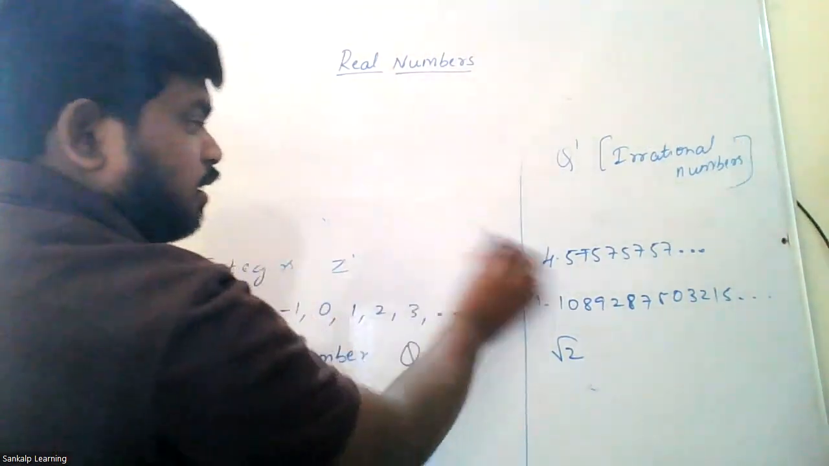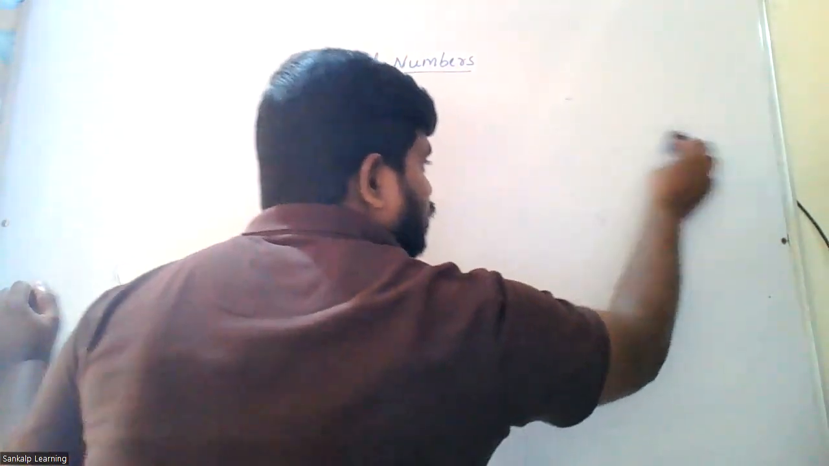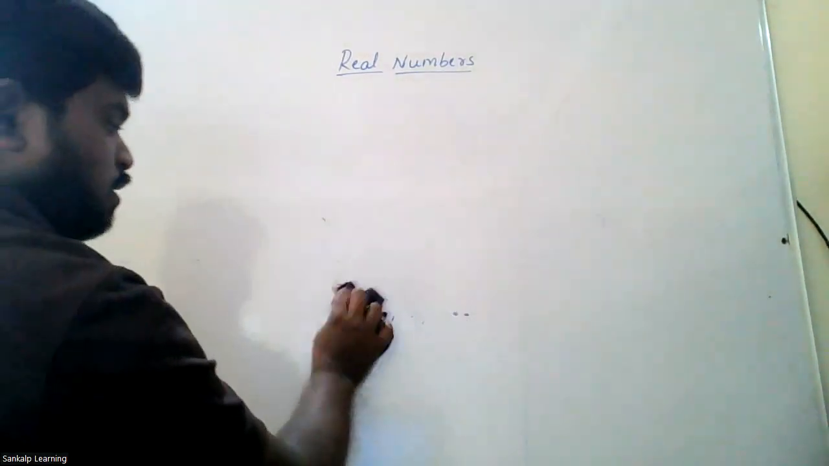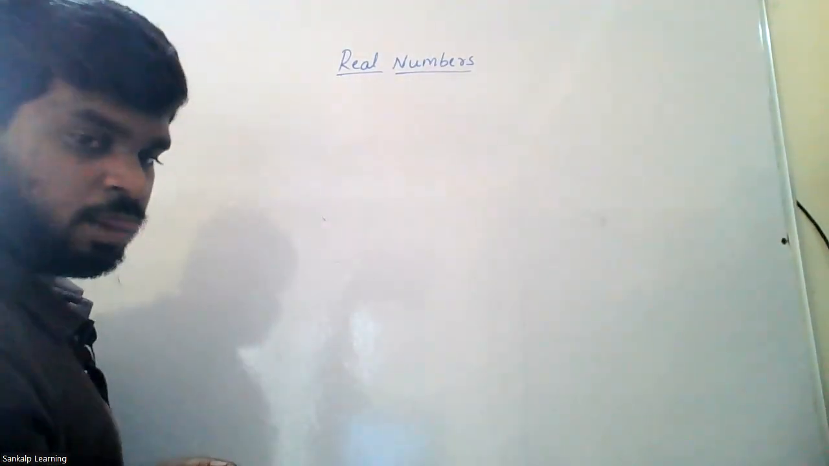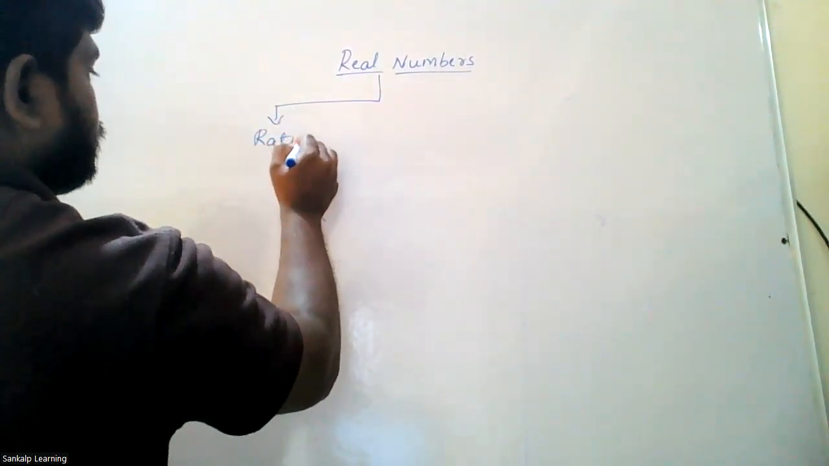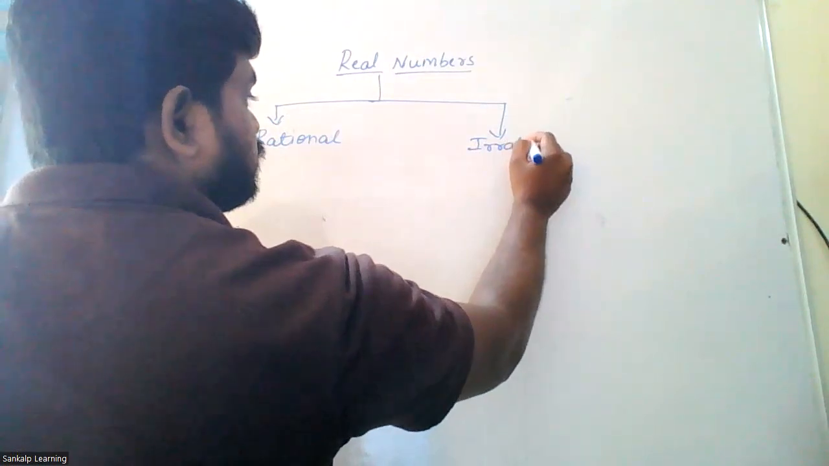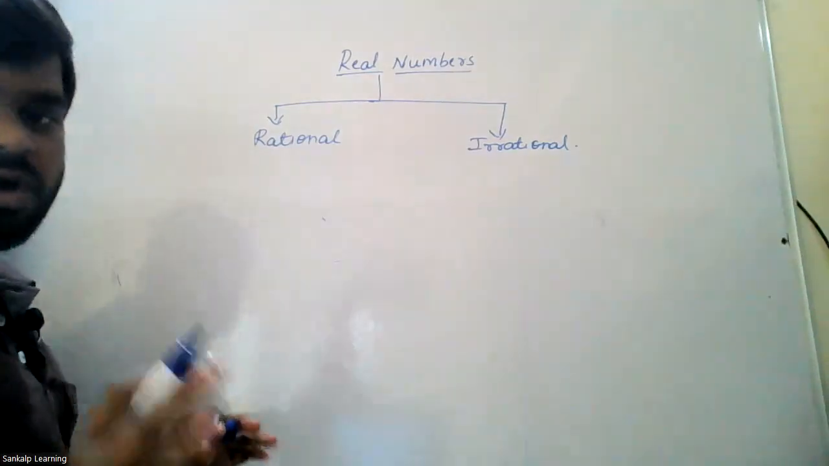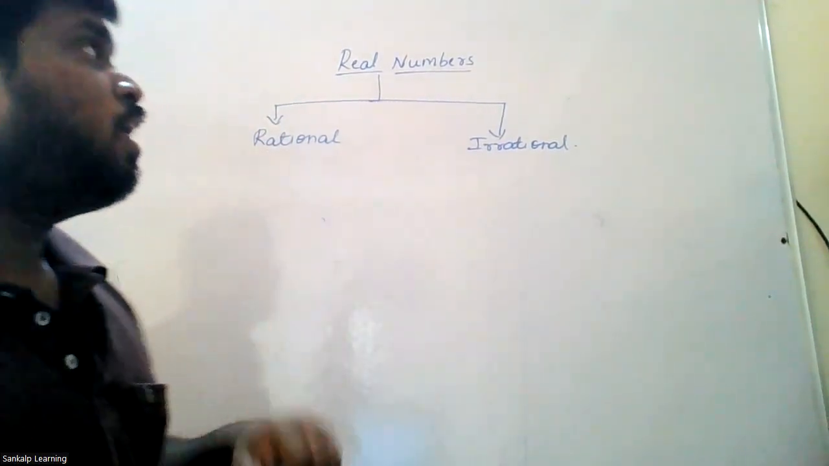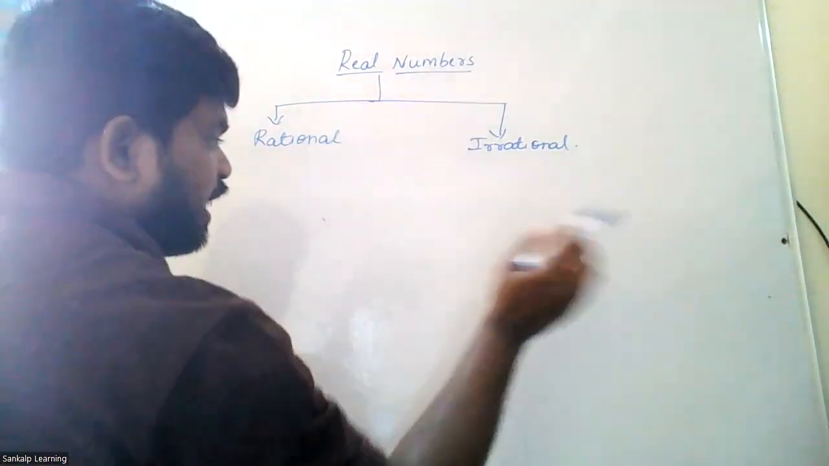Once again, let me erase this completely. Real numbers are divided into 2 categories. One is rational and the other is irrational, which we are going to see in this chapter. We are going to solve certain problems on irrational and certain problems on rational. Real numbers is basically 2 different categories. I can represent it like this.